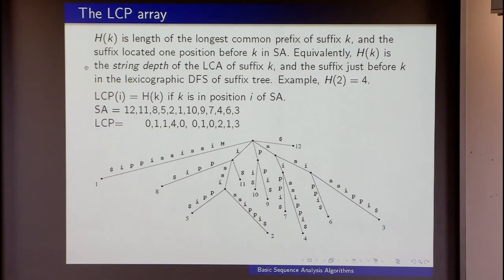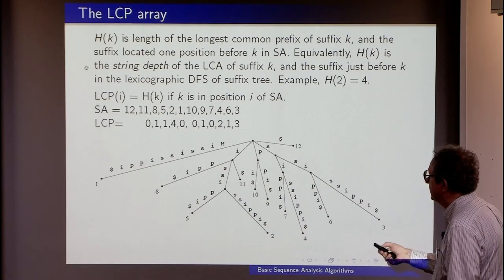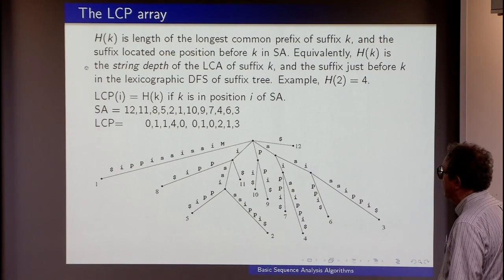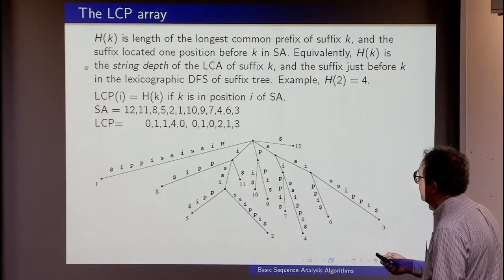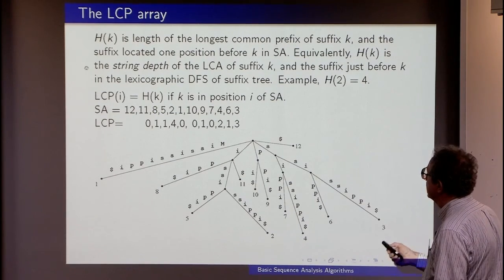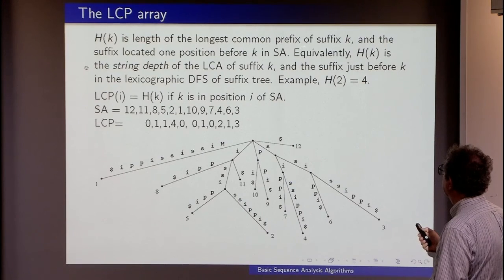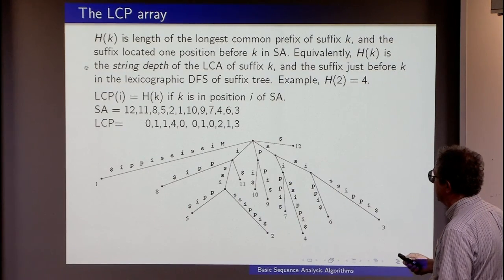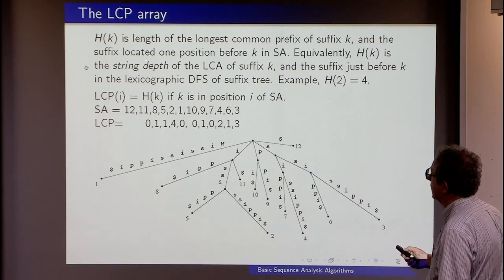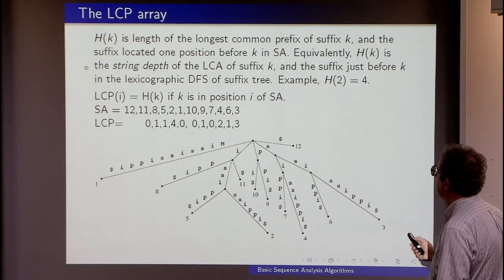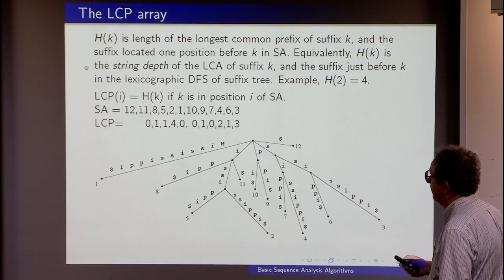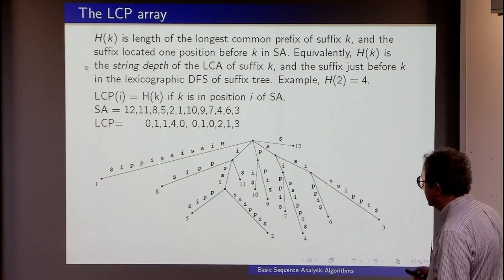Here's the suffix array. If I want to know the height of, let's say, 8, I want to know the length of the longest common prefix of suffix 8, that's my k, and the suffix that's located one position before k in the suffix array, which is 11. All right, so 8 and 11.